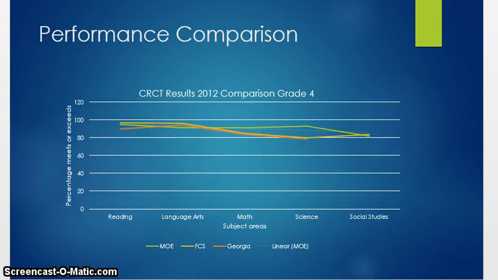Grade 4 CRCT results start with Manning Oaks and Fulton County above the state average, and then maintaining an equal trend. And then Manning Oaks, after their steady trend in math, definitely improved their percentage of meets or exceeds in science. And we dropped in social studies, but then we met equally with the state and the county.